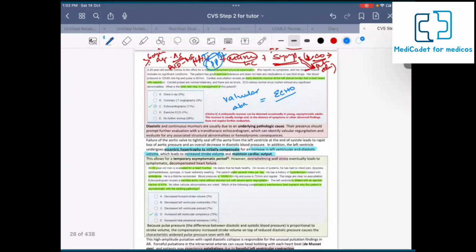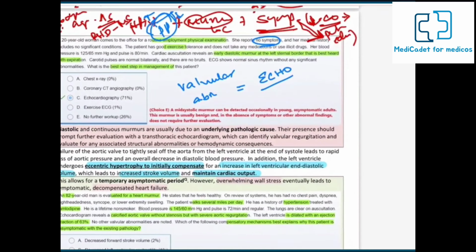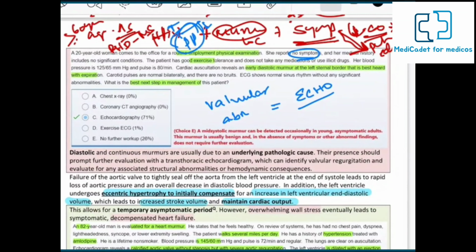Next one. What is the best next step here? As you can see in the history, as we go with three steps in the history, they give routine employment, which means the patient has no symptoms. Like I told you, if it is symptomatic, it is severe. If the patient is not symptomatic, he still has the disease, but it is not severe, and there are no symptoms, so there's no clue with that, and he has good exercise tolerance and everything.